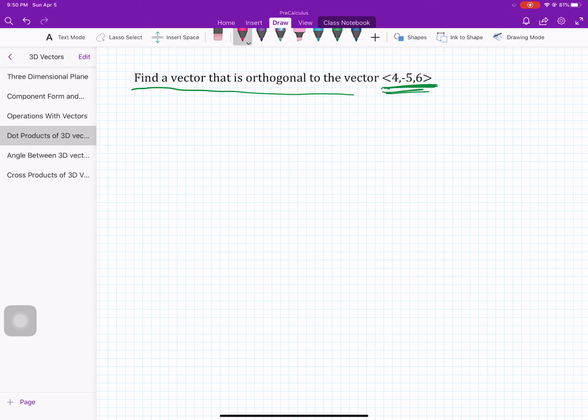So what I like to do is kind of think about it like this. I have vector 4, -5, and 6 times a variable vector. You can call it XYZ or ABC, whichever you prefer. And technically this shouldn't have commas, or this should have a little bit neater commas in it. And you want to equal 0 because the dot product of orthogonal vectors is always 0.